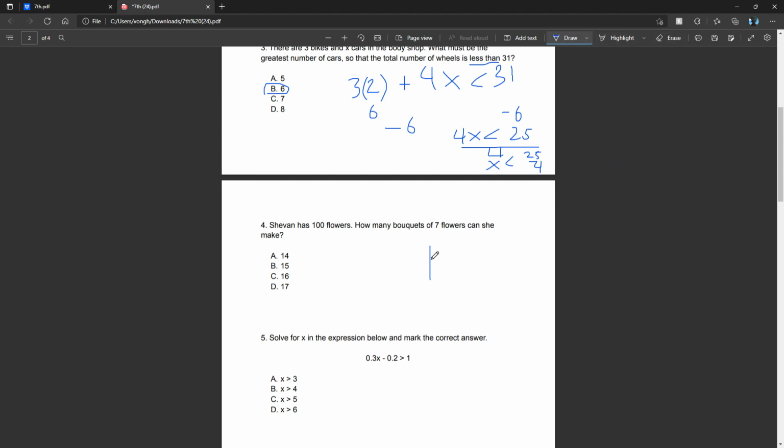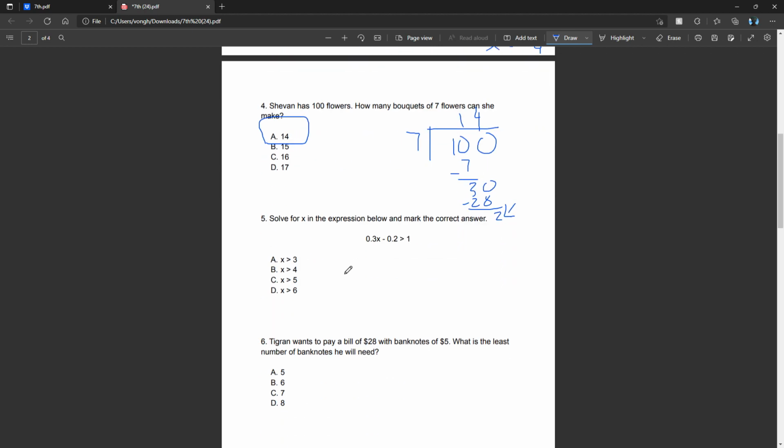100 by 7. So 7 goes into 10 one time. Subtract it, 3, drop down the 0. 7 goes into 30 4 times. So subtract 28, 2. So our remainder is 2. That means the max amount of bouquets you can make is 14.